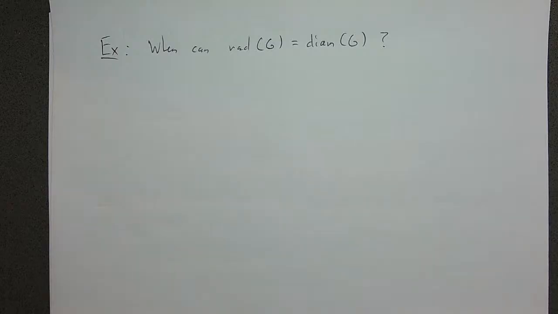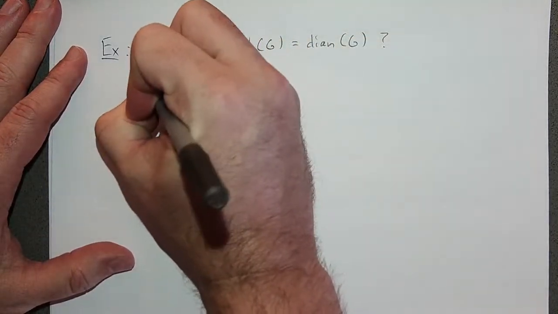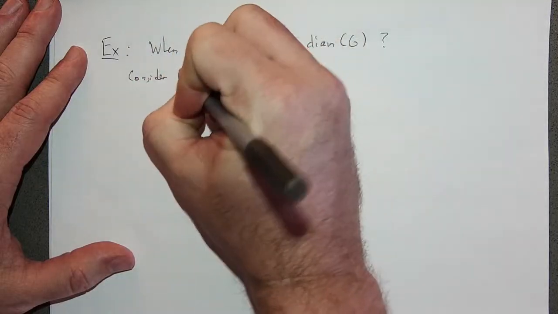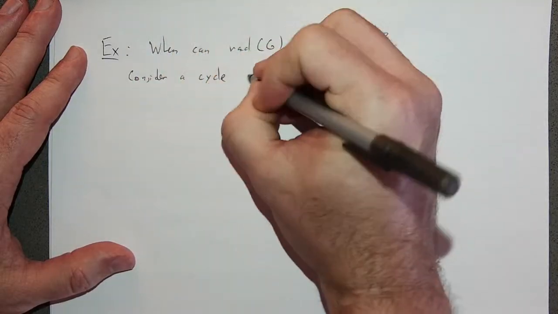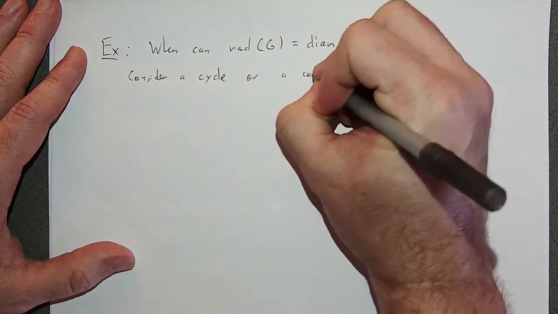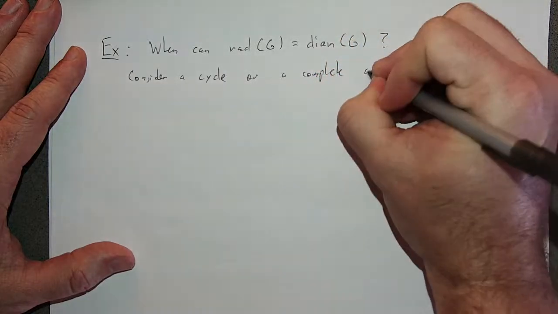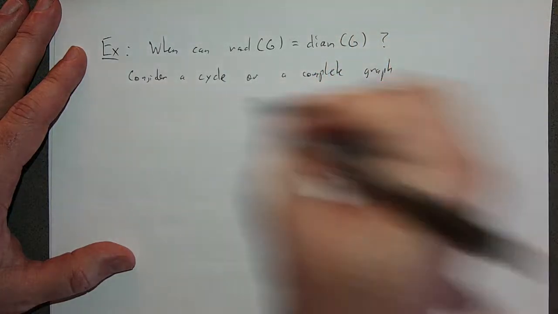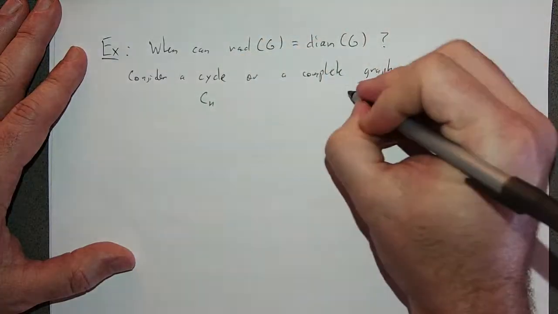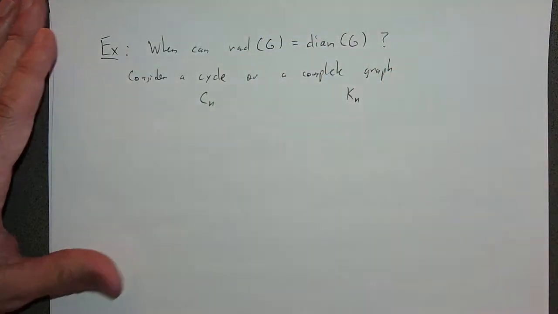We're talking about distances, which are related to questions of adjacency, obviously. Talking about distance, let's just go to our extreme cases immediately, right? So let's consider a cycle or a complete graph.